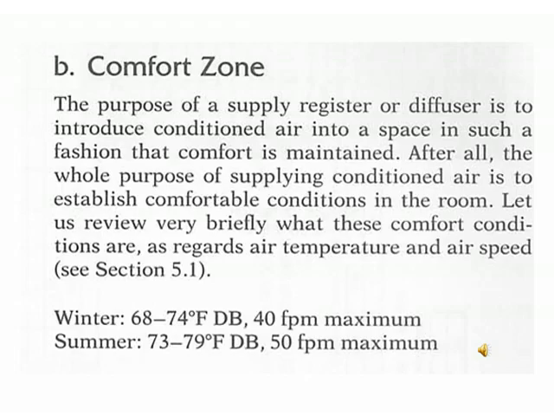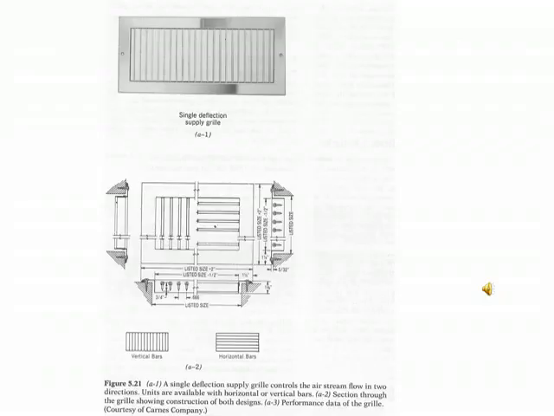Those air supplies are grilles, so the air stream flows into the two diaphragms. The units are diaphragms. The flaps are driving the air into the two directions.